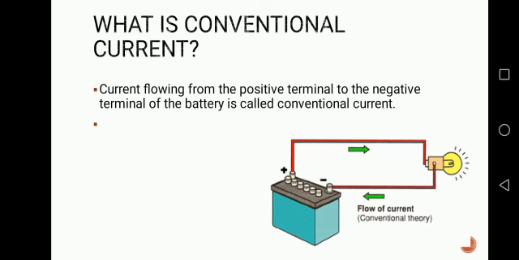So what is the difference between conventional current and electric current? Conventional current is the passage from the positive terminal to the negative terminal, while the electric current or electronic current is the flow of electrons from the negative to the positive terminal.